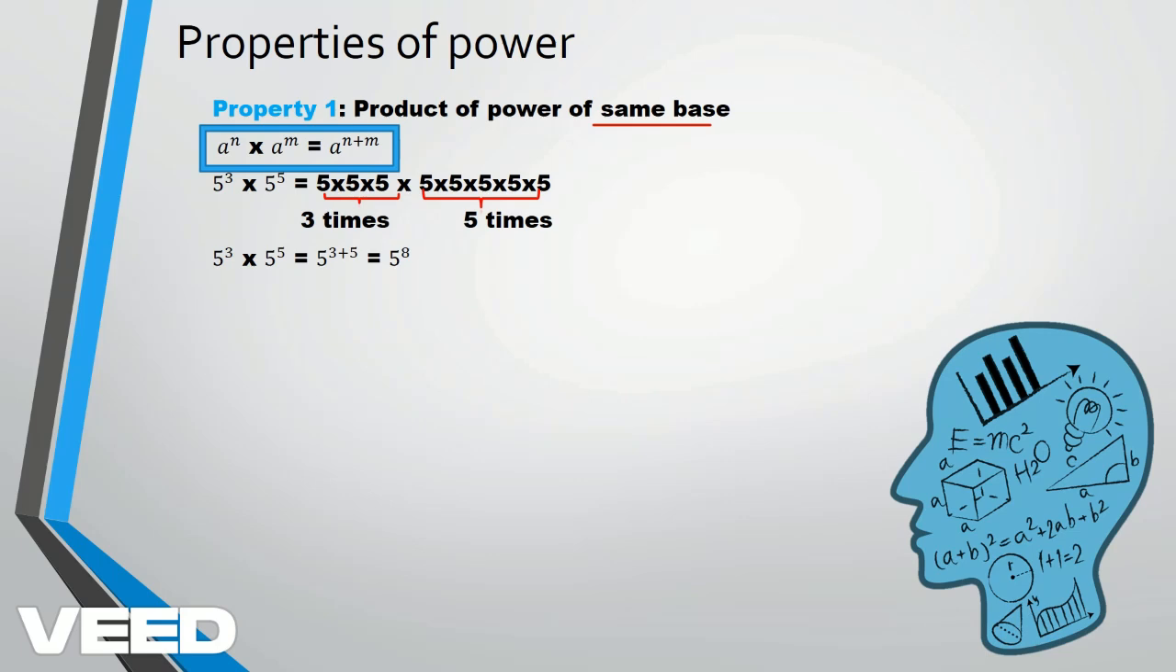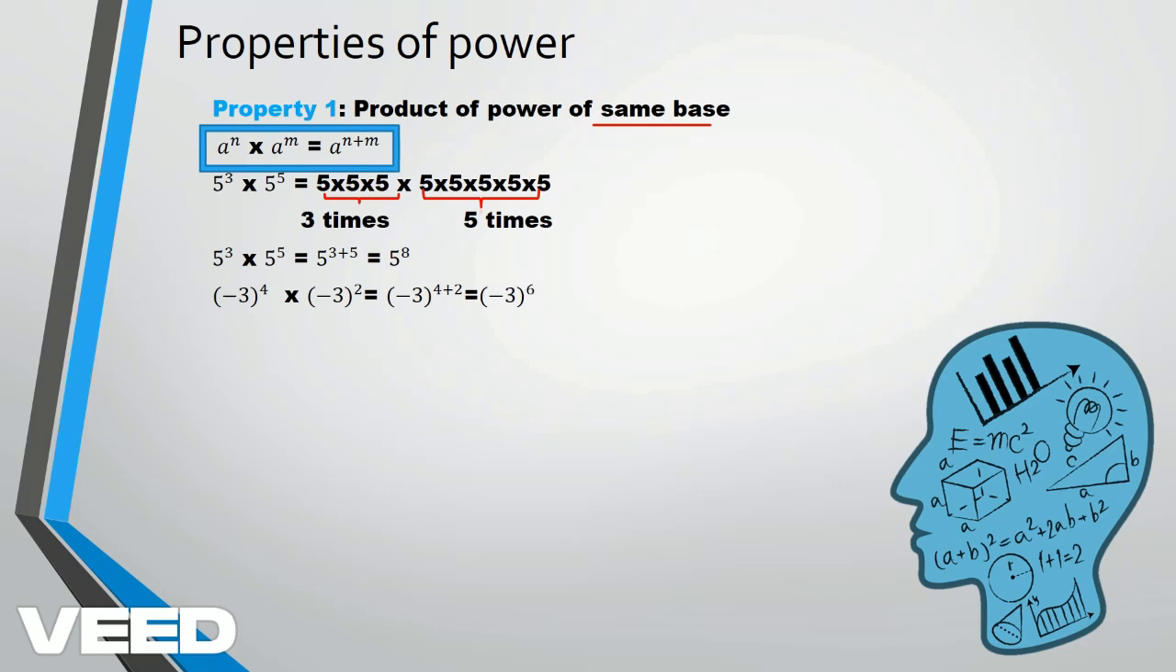Let's take another example. Negative 3 exponent 4 multiplied by negative 3 exponent 2. Here we have product of power of same base. We keep the base and we add the exponent. 4 plus 2, which is 6. So the answer is negative 3 exponent 6.